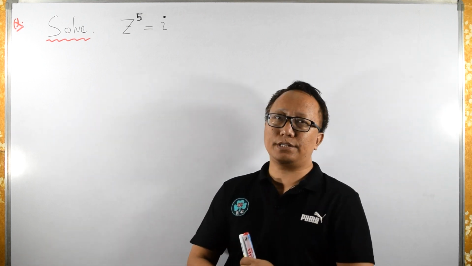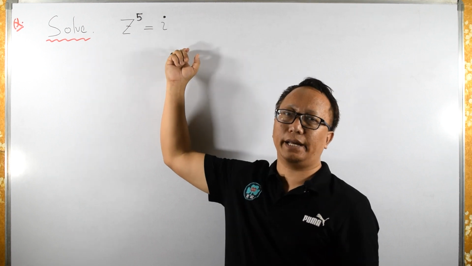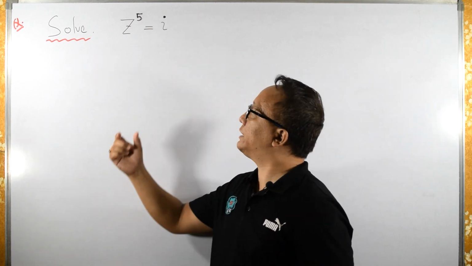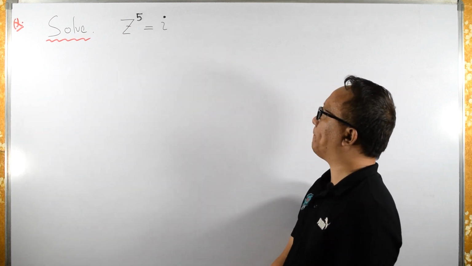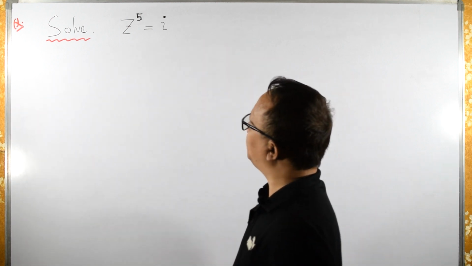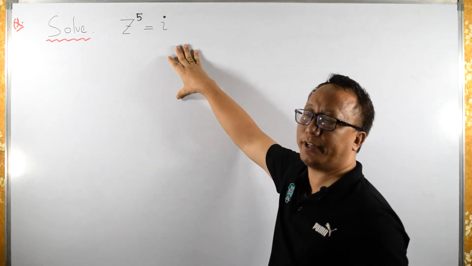The given question is: solve z raised to 5 equals i. What is i? i is a complex number, or you can say it is iota. So it has the value i squared equals -1. Now this will be solved by De Moivre's theorem.